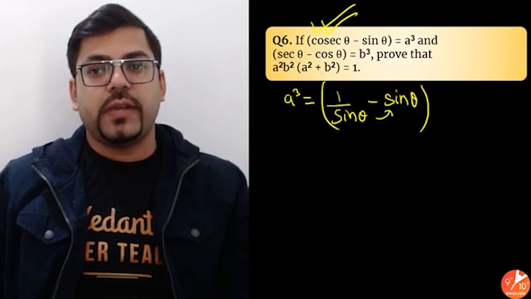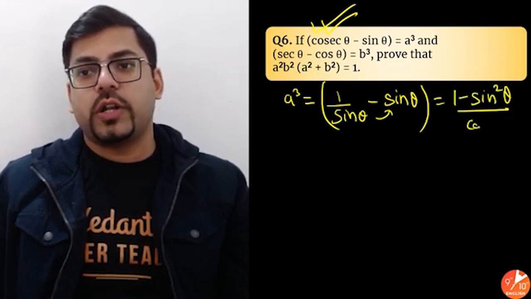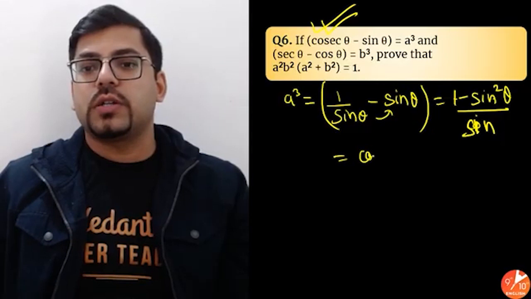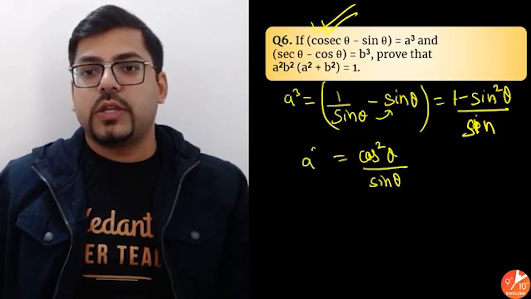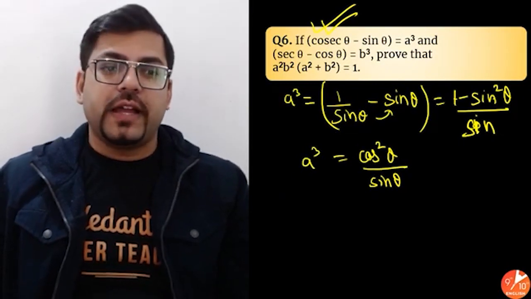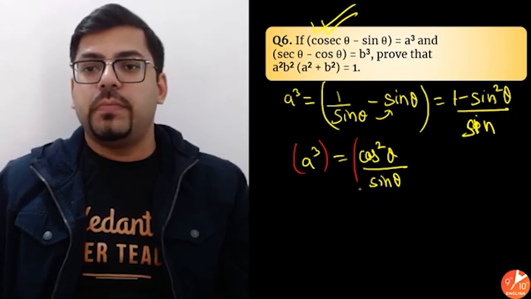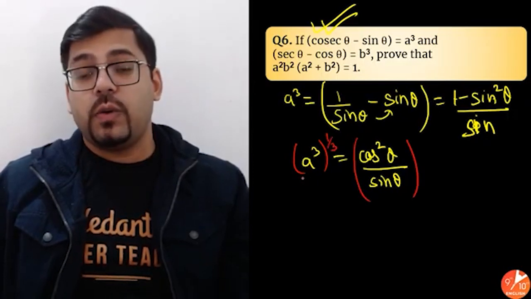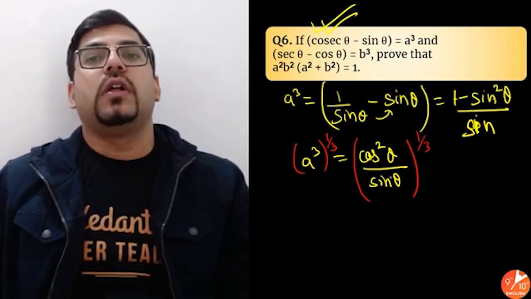But once I do this, I will be able to take the LCM and write 1 minus sine square theta with the denominator of sine theta. So once I do this, 1 minus sine square is nothing but cos square theta, divided by sine theta, and this is a cube. Okay, so I got this in a much simpler form. Now, if I have to get not a cube but only a, don't you think I should put a power 1 by 3 here, because 3 into 1 by 3 will be a raised to power 1. But if I put a power 1 by 3 here, I'll have to put it here as well.